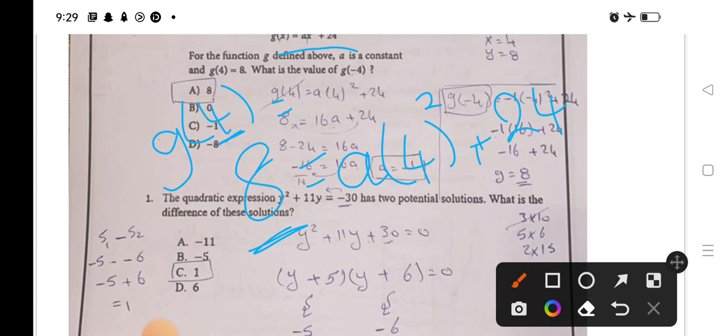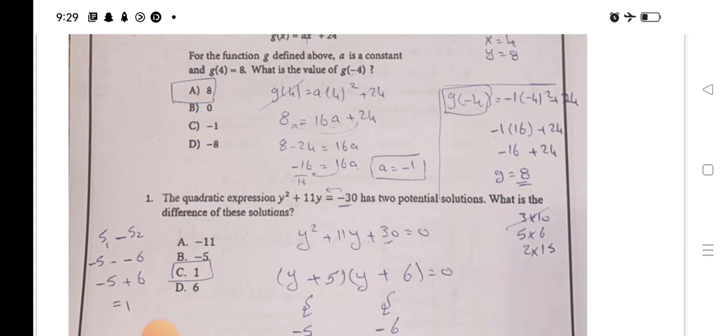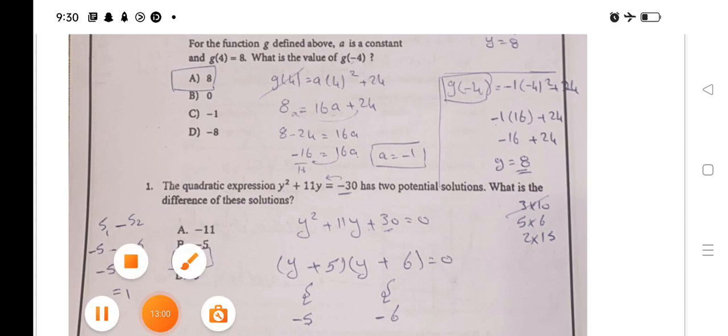Means, can I get the value of a now? Yes, you can. So 4 squared equals 16. Don't say 8. Plus 24. So the 24 will go to the other side by a negative sign. Negative 24 plus 8 gives me negative 16. Negative 16 equals 16a.